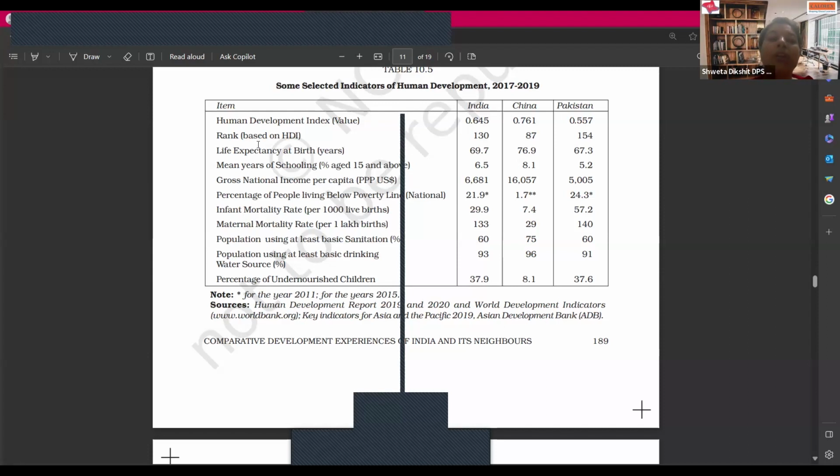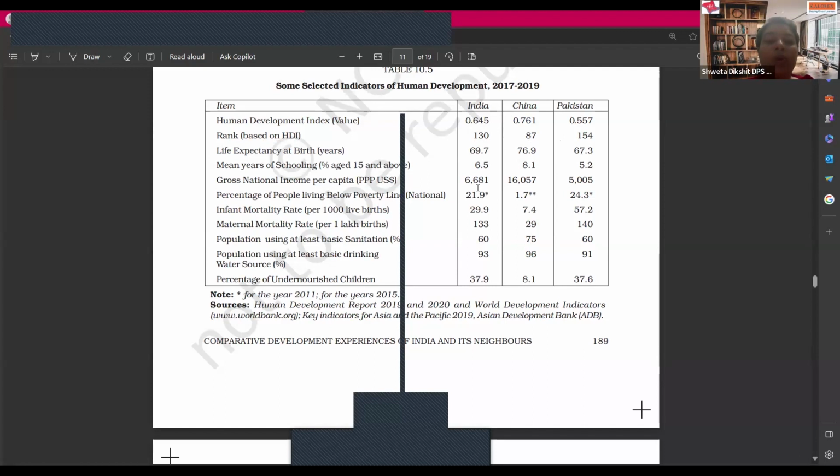This one is more important, that is the HDI rank. India's HDI rank is 130, whereas for China it is 187 and Pakistan 154. You can see that China is much ahead of India. Life expectancy in India is just 69 years, whereas in China it is much higher, which is 76. And in Pakistan it is 67 years.